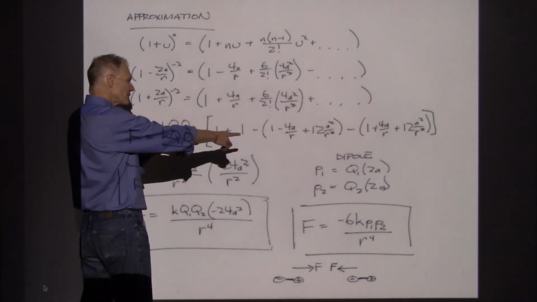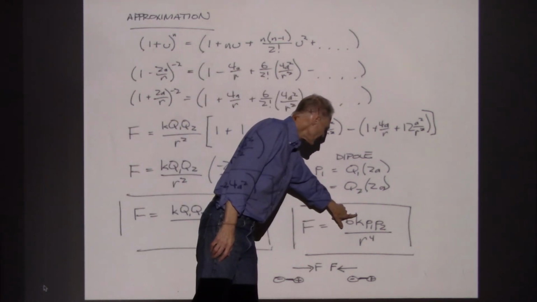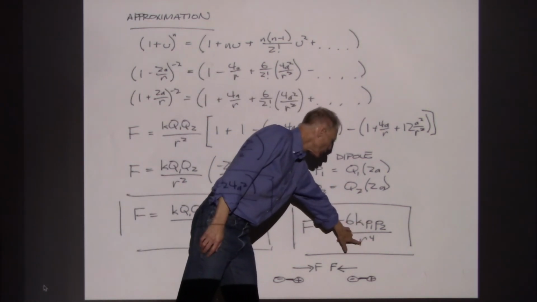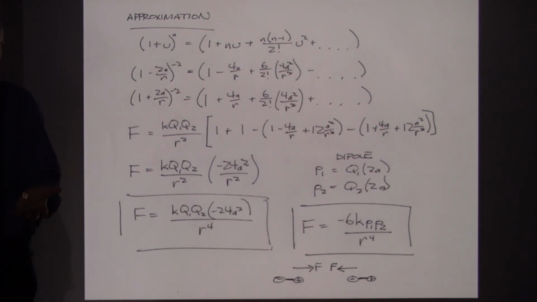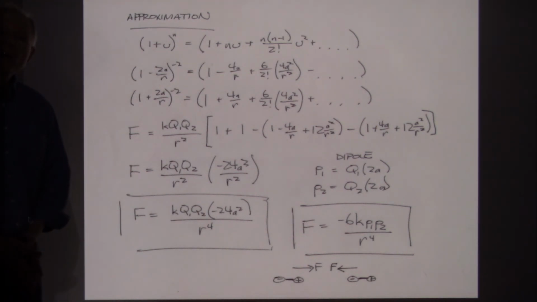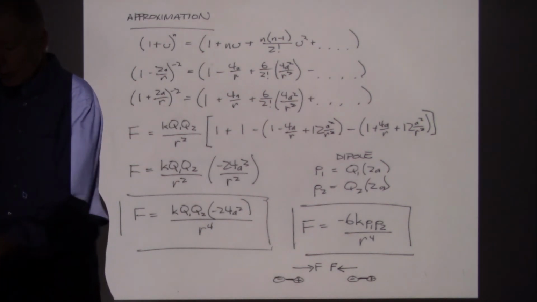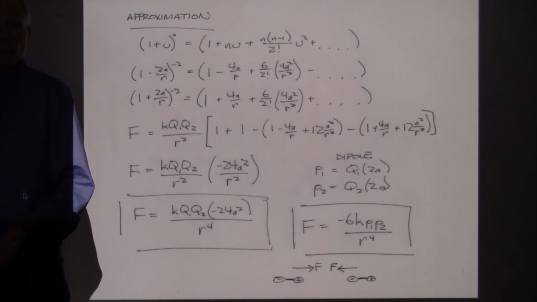When I rewrite these in terms of the dipoles, I get the force is 6k, dipole 1, dipole 2, over r to the 4th power. Remember, the electric fields were dropping off like the 3rd power of distance. The force is dropping off like r to the 4th power. So these dipole-dipole interactions are going to be much smaller than the chemical bond itself. But they're still electric forces.